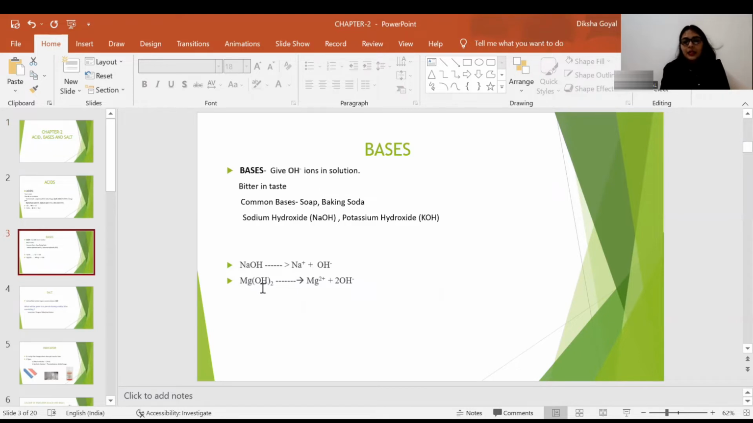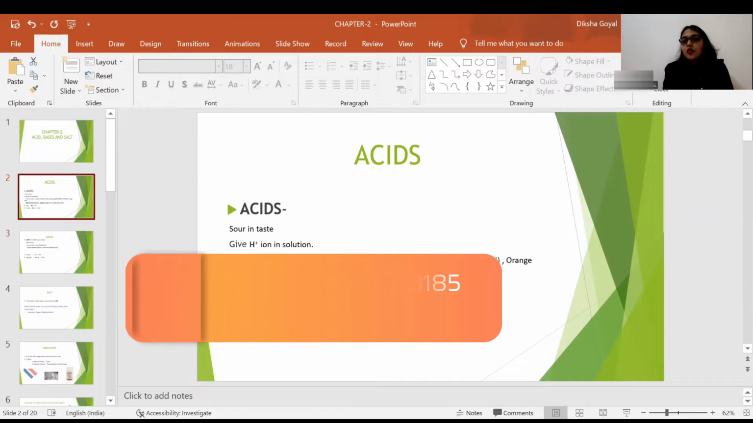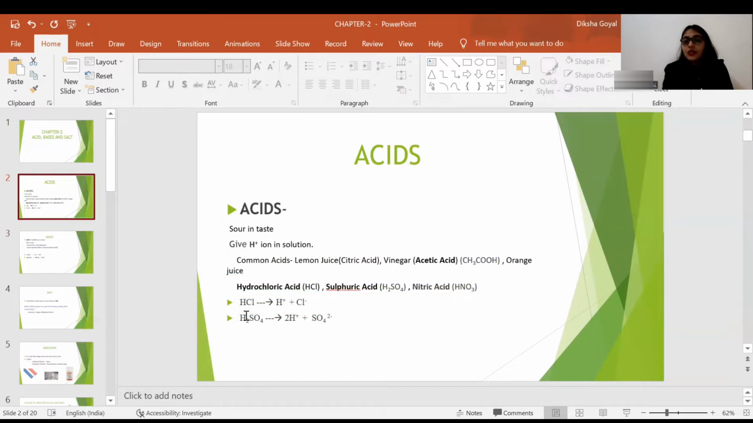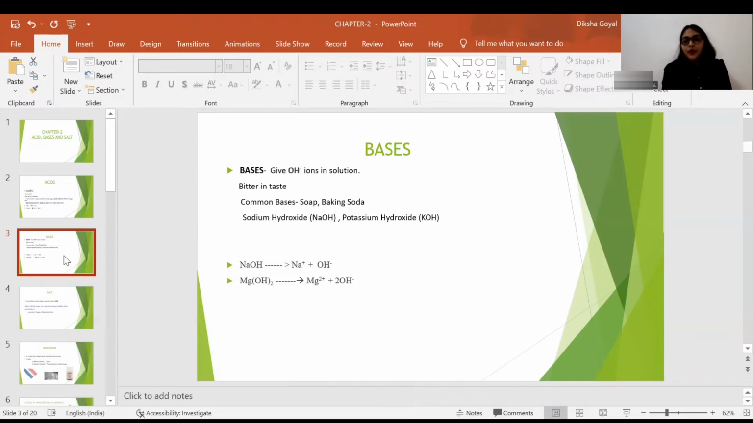Another example, we can see magnesium hydroxide. It is giving you magnesium ion and hydroxide ions. Because this is giving this hydroxide ion, it is also called a base. And one more thing, these bases and these acids give these ions only in the presence of water. When you dissolve these substances in water, only then they give these ions, right? So acids are sour in taste and give H+ ions in solution. Bases are bitter in taste and give hydroxide ions in solution. So these are acids and bases.